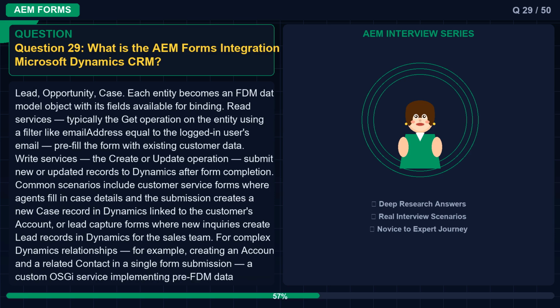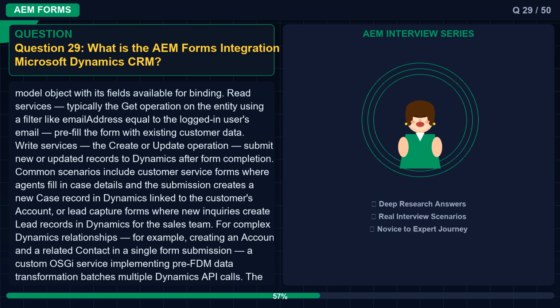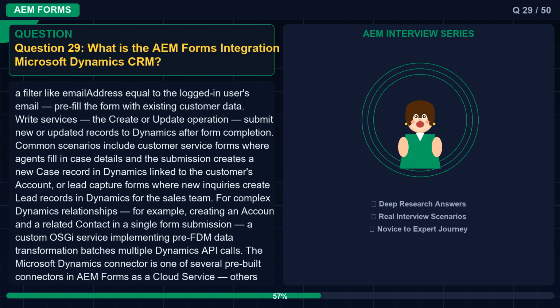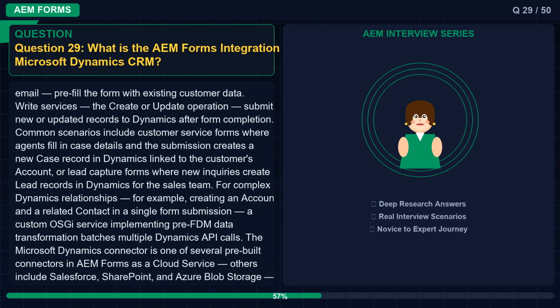Common scenarios include customer service forms where agents fill in case details and the submission creates a new case record in Dynamics linked to the customer's account, or lead capture forms where new inquiries create lead records in Dynamics for the sales team. For complex Dynamics relationships, for example, creating an account and a related contact in a single form submission, a custom OSGI service implementing pre-FDM data transformation batches multiple Dynamics API calls.